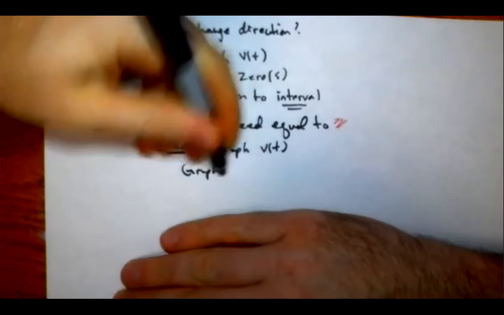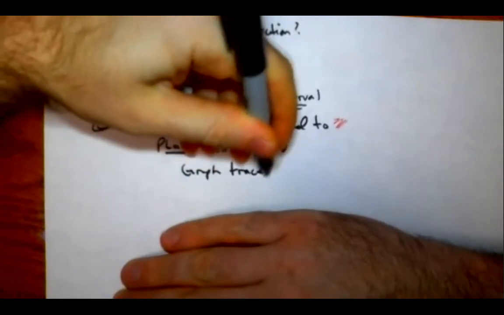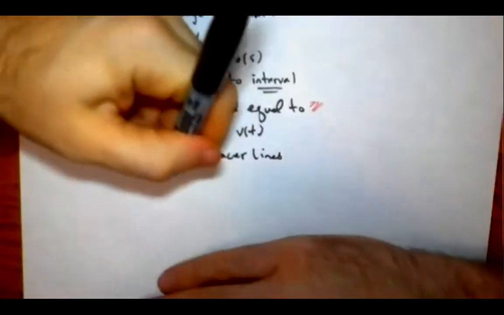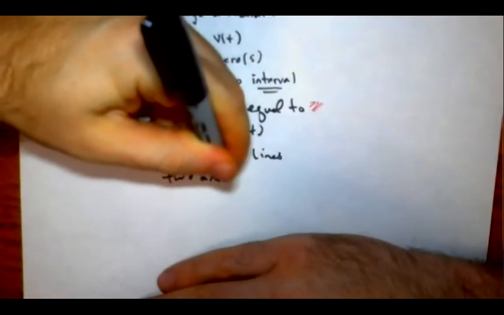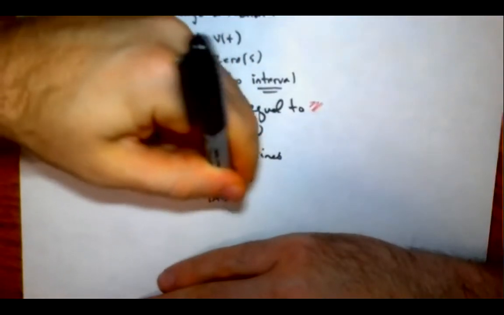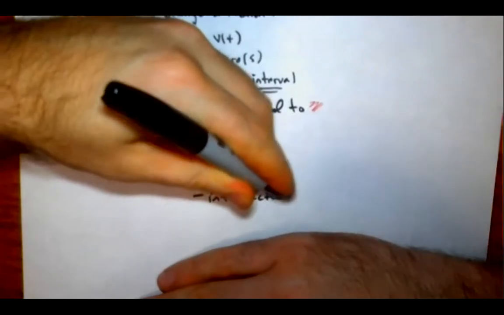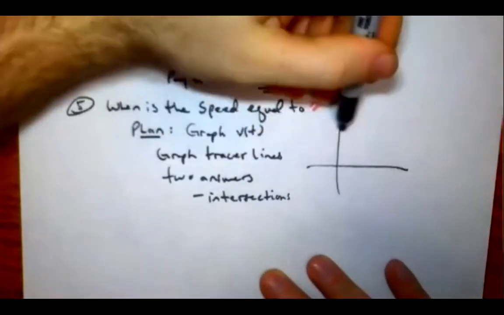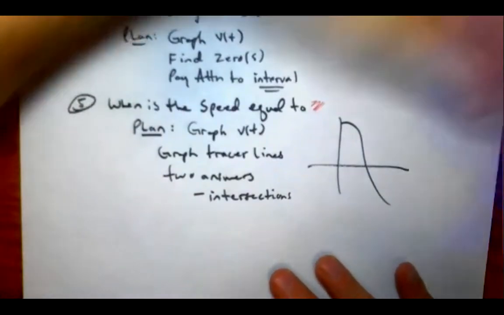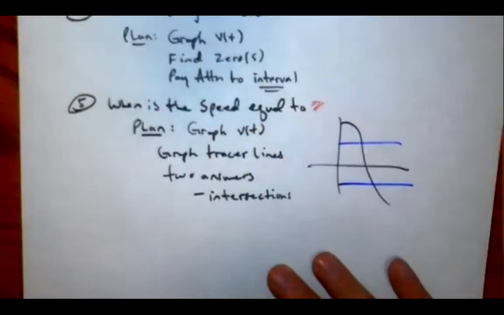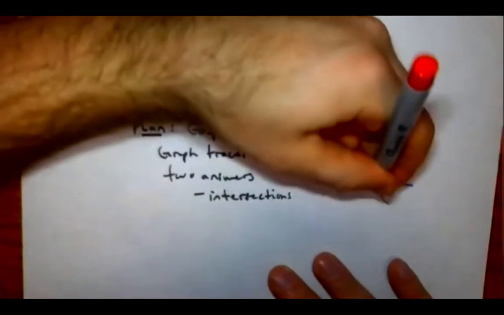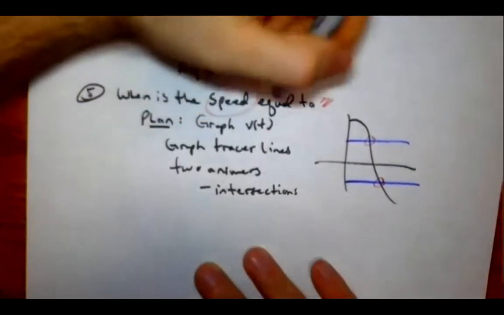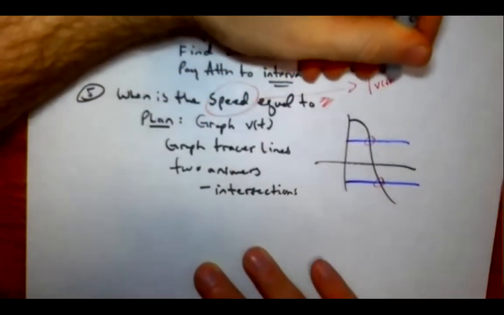So graph tracer lines. And that's the problem where you're gonna get 2 answers, and the answers are intersections. So that's the one where we graph it, and then you graph its absolute value. So we graph 2 of them and find the intersection. Remember that speed is the absolute value of v of t.